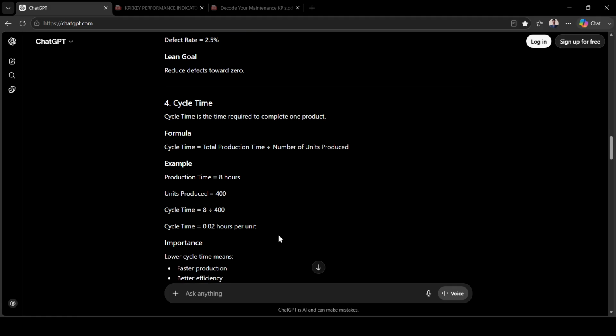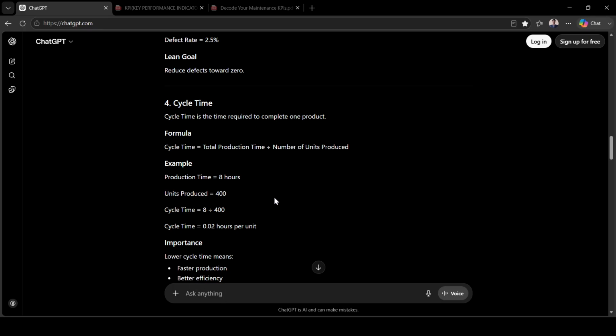The fourth one is cycle time. Cycle time is the time required to complete one product. Formula: cycle time equals total production time divided by total number of units produced.